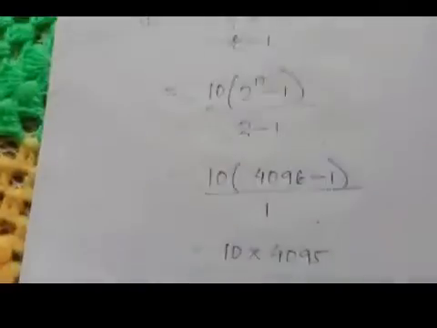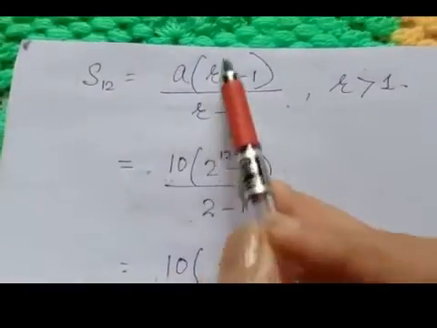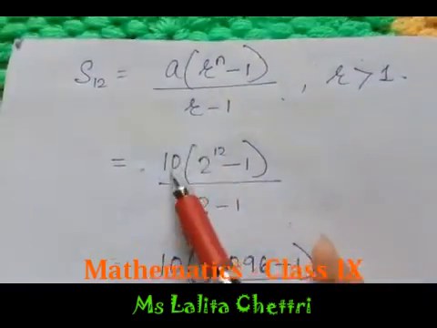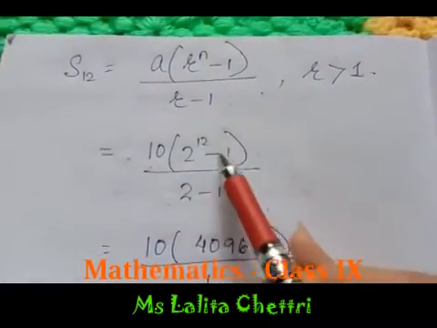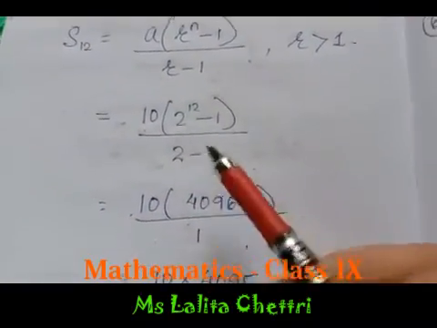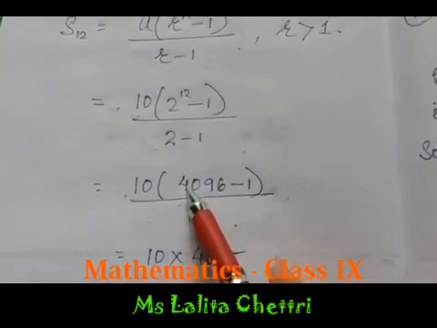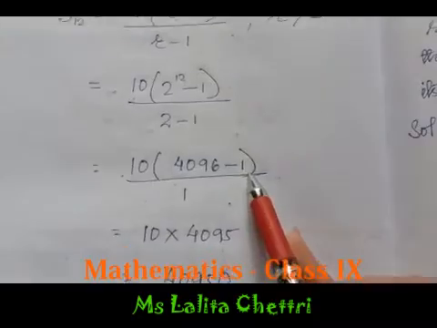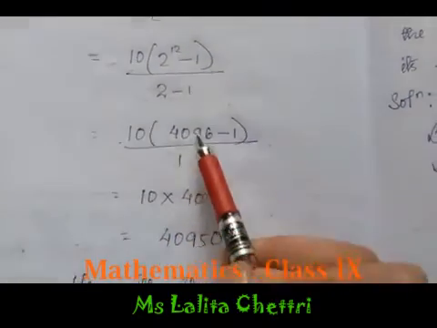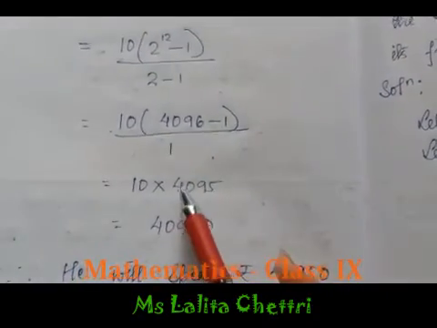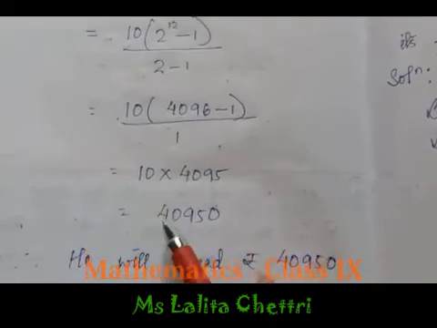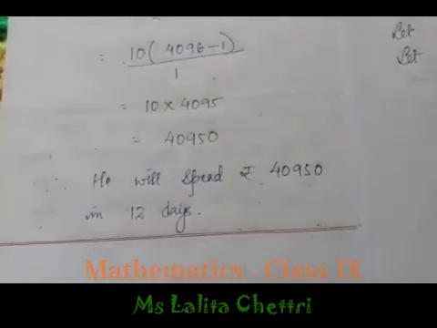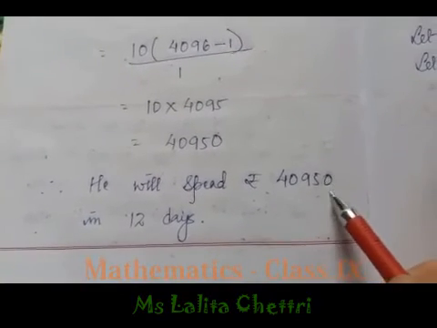So here we have to use the formula of sum, A times R to the power n minus 1 by R minus 1, because R is greater than 1. A is 10, R is 2. 2 to the power 12 minus 1, over 2 minus 1. So 2 to the power 12 is 4096. So 10 into 4096 minus 1. 2 minus 1 is 1. So 4096 minus 1 is 4095, into 10 is 40,950. So in 12 days he will spend 40,950.